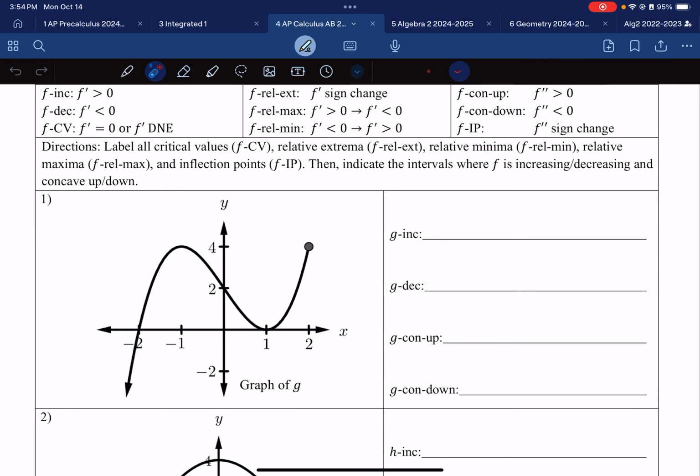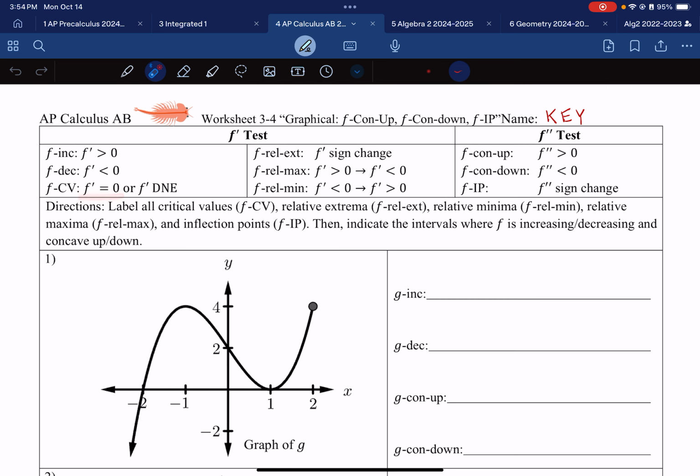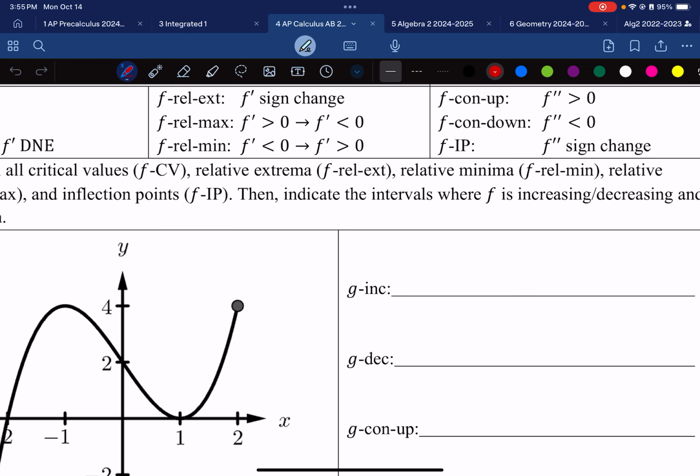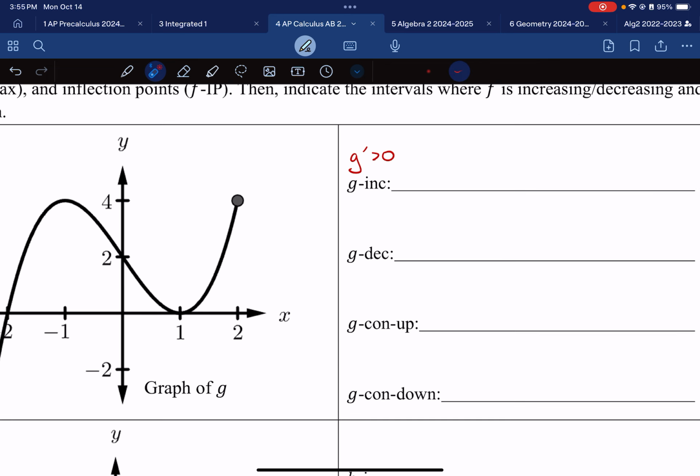First, I'm going to remind myself the definition of a critical value. A critical value is where f prime is equal to 0 or f prime does not exist. On a graph of g, what is g prime? G prime is slope. So here I'm really doing the definition of g increasing is the same thing as g prime is greater than 0. On this graph of g, g prime is slope. So I'm really translating this and saying that this is where slope is greater than 0. Same thing down here, g decreasing means g prime is less than 0, therefore the slope has to be less than 0.